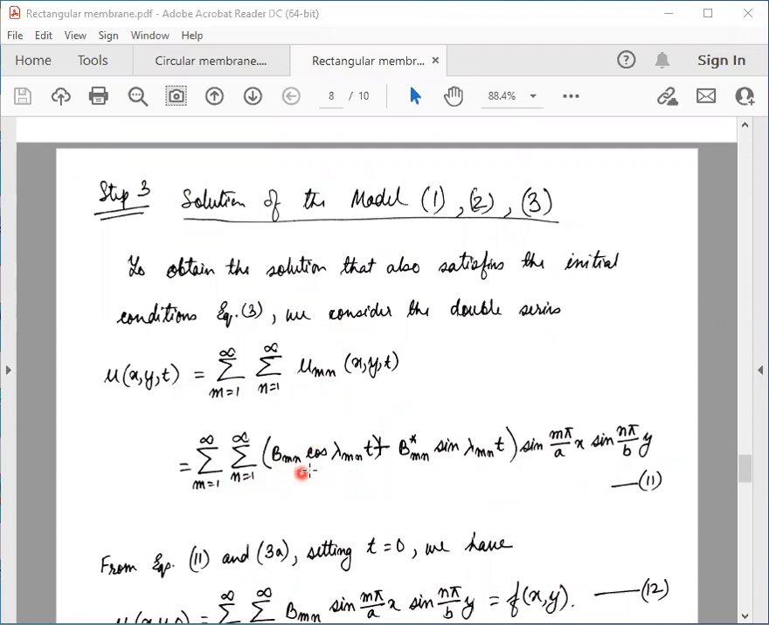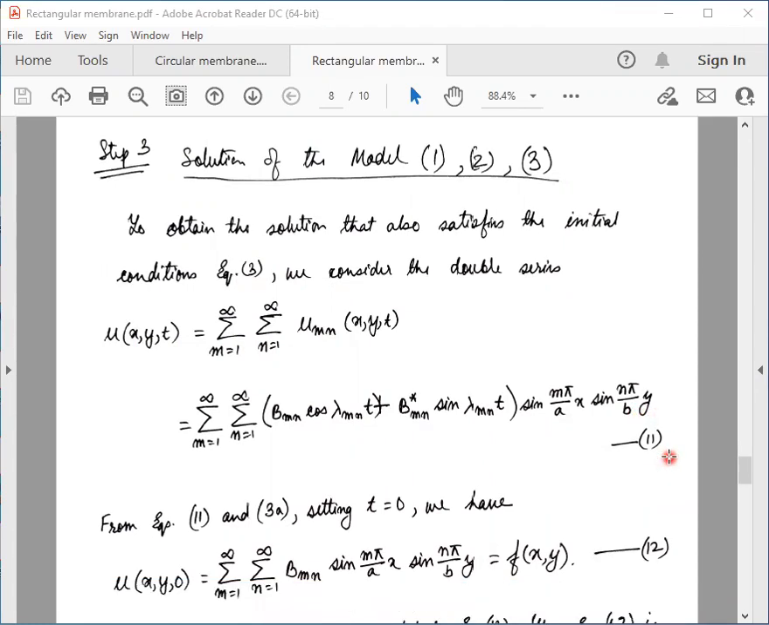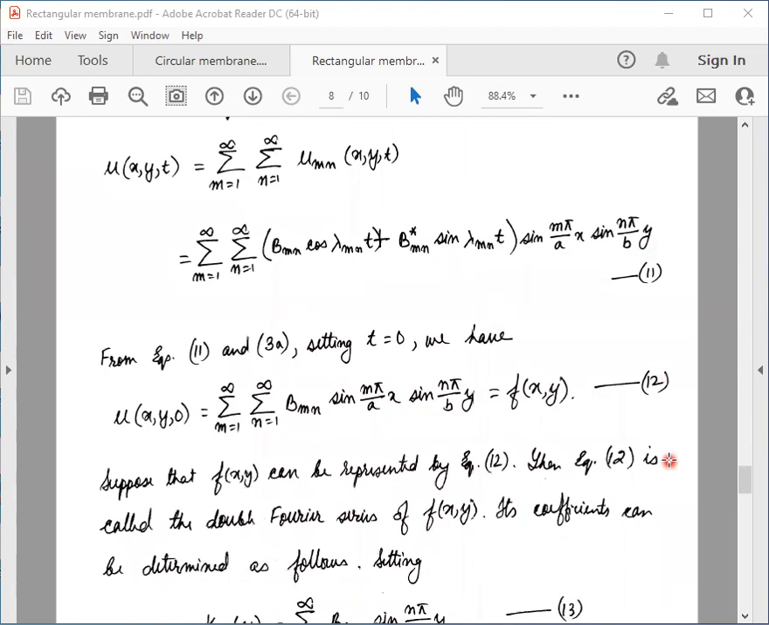This is Bmn cos(lambda mn t) plus B*mn sin(lambda mn t), multiplied by sin(m pi x by a) sin(n pi y by b). This is equation number 11. And what was the first initial condition? The first initial condition was that the initial displacement was f of xy.